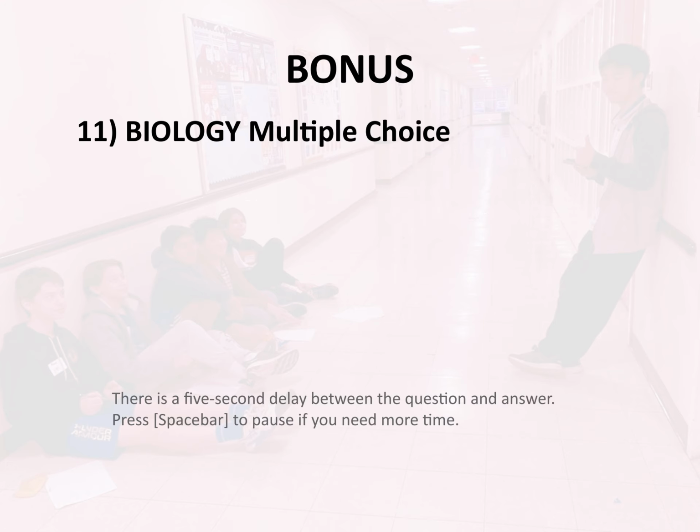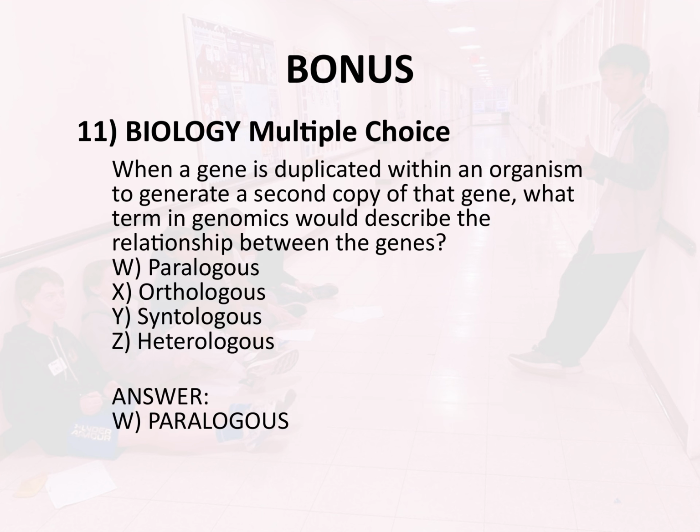Bonus 11. Biology. Multiple choice. When a gene is duplicated within an organism to generate a second copy of that gene, what term in genomics would describe the relationship between the genes? W. Paralogous. X. Orthologous. Y. Syntologous. Z. Heterologous. Answer. W. Paralogous.